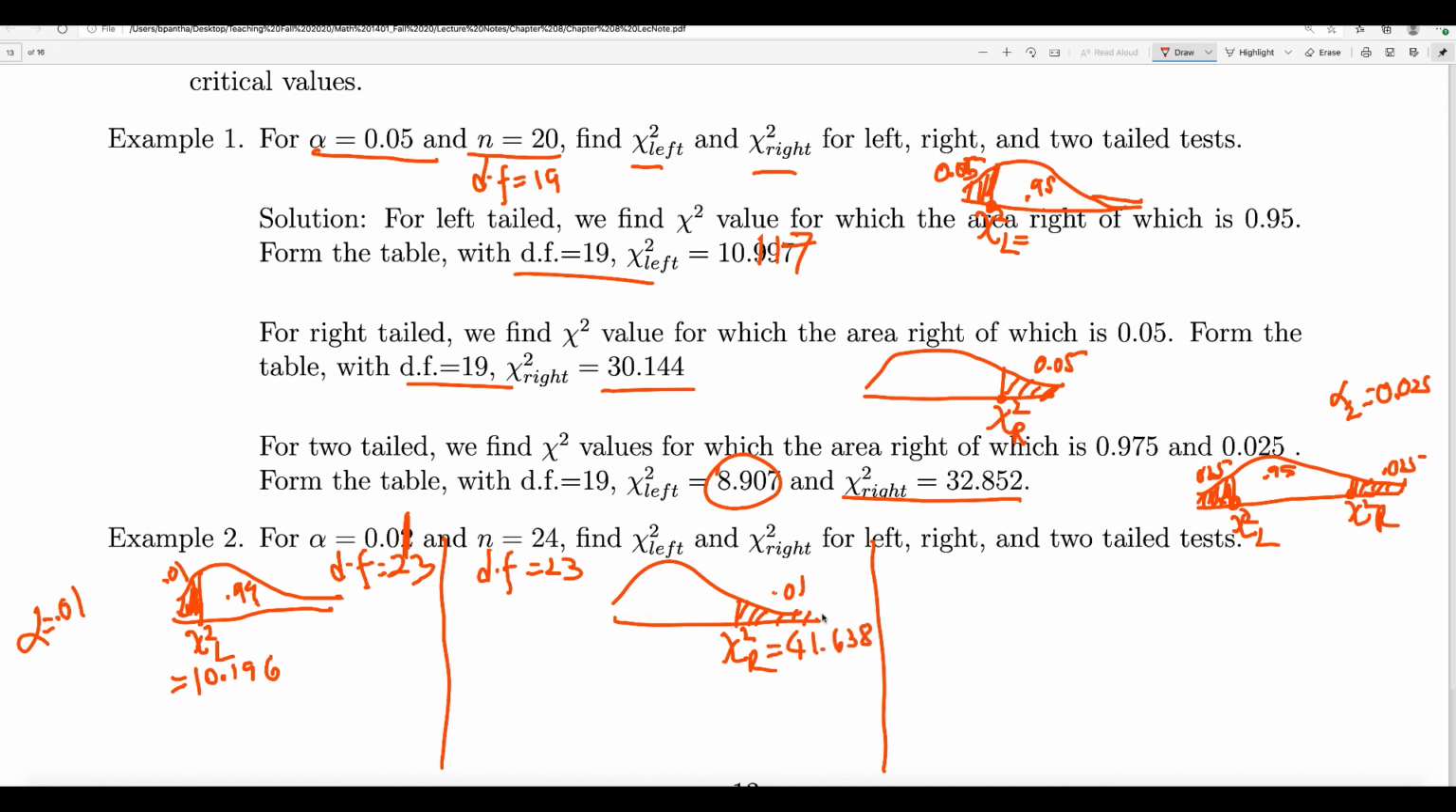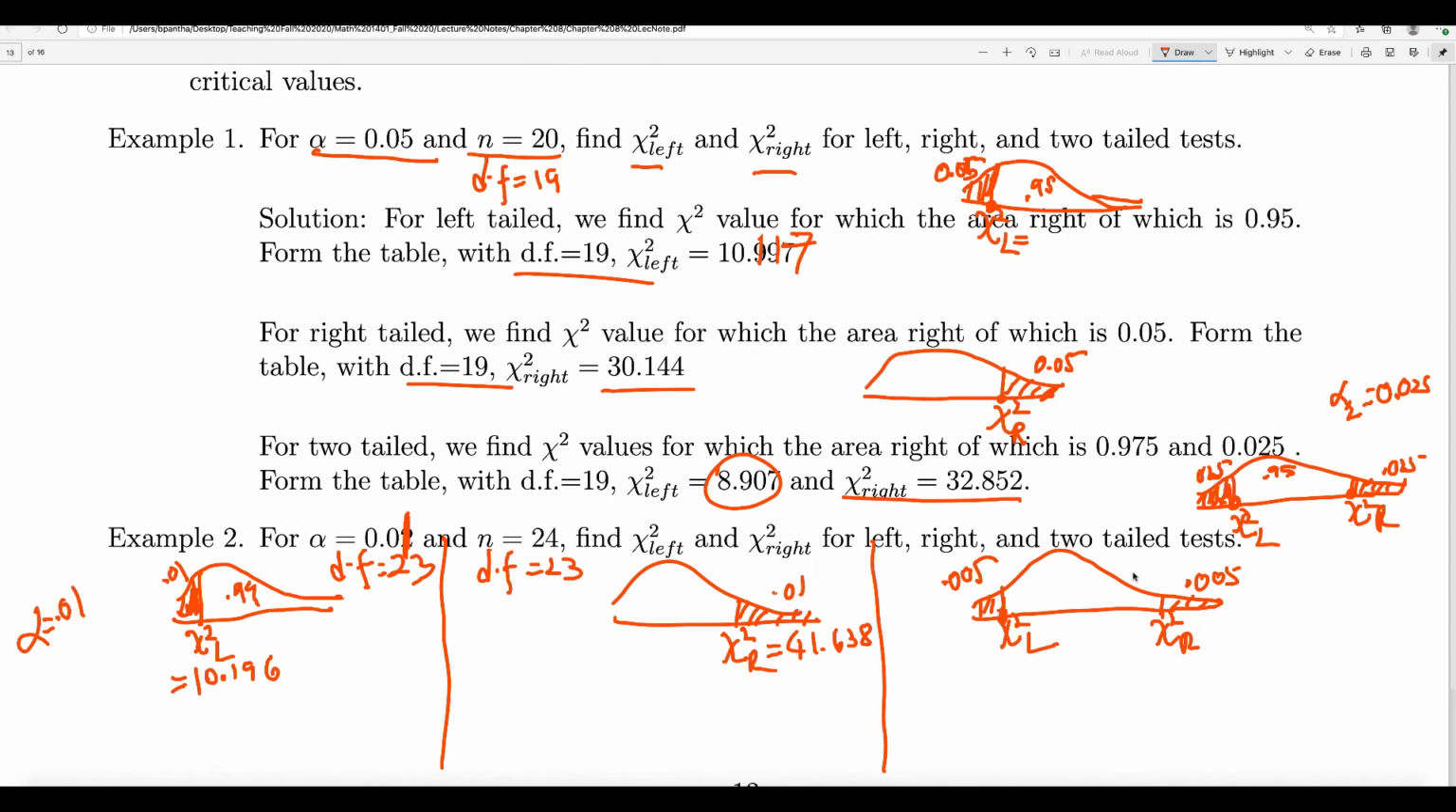Okay? And for the two tail test, you need to divide that 0.01 into two halves, because you have to shade both sides. So 0.005 and 0.005. This boundary is called chi-square left. This boundary is called chi-square right. Okay? So for the chi-square right, look at the column of 0.005.